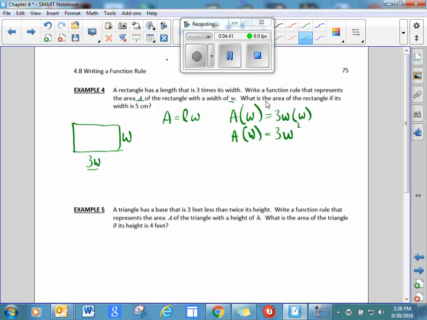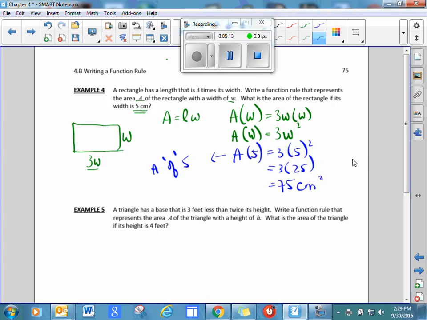And then it says use that rule and tell me what is the area of the rectangle if I give you a value for the width. So the area when the width is 5, so A of 5 is how we would say that. A of 5 is equal to 3, plug in the 5, and you end up with 3 times 25 or 75 square centimeters.